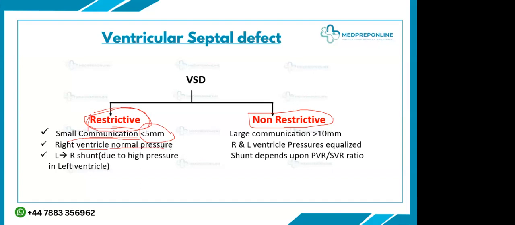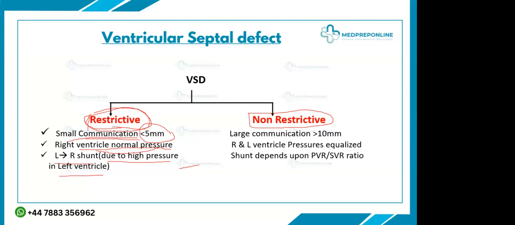The right ventricular pressure will be normal. It is also called a pressure restrictive VSD, because the size will be very small and the shunt will be very small. So a very small amount of blood will be shunted from the left to the right ventricle, and the right ventricular pressure will be almost normal. There will be a left to right shunt, because obviously the left side pressures are high as compared to the right. So the shunt will go from the high pressure to the low pressure.